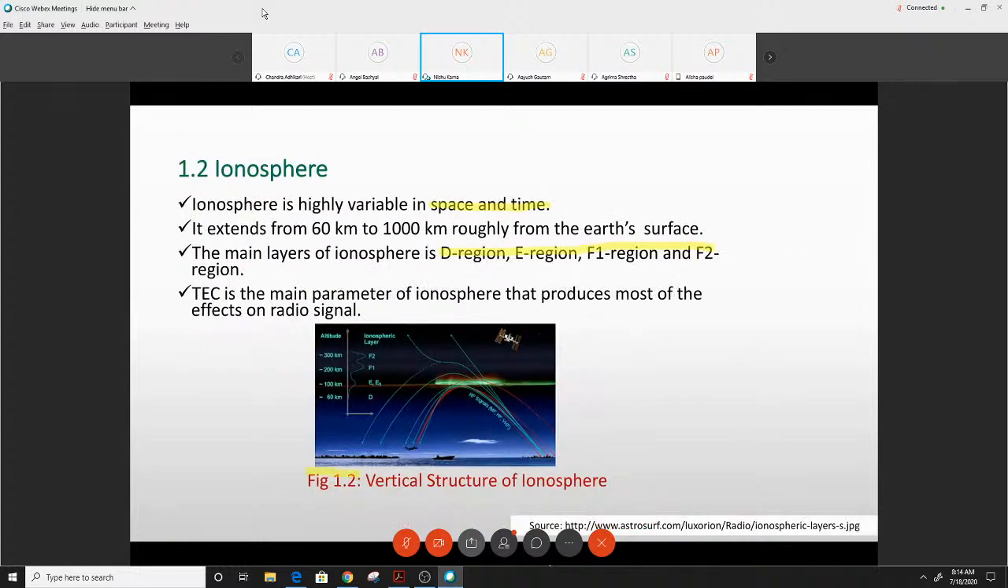The ionosphere is highly variable in space and time, such as seasonal, diurnal, and sunspot cycle, with geographical location and solar-related ionospheric disturbances, and is mainly divided into four layers: D region, E region, F1 region, and F2 region, based on plasma density and the altitude as shown in figure 1.2. And the main parameter of the ionosphere that directly affects the radio signal is TEC.